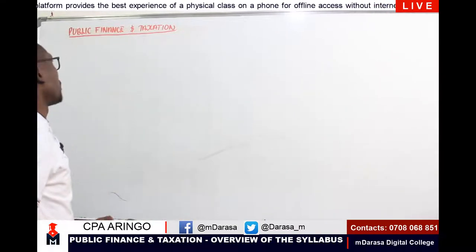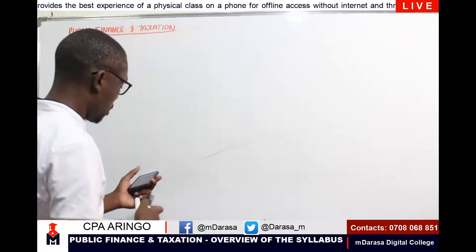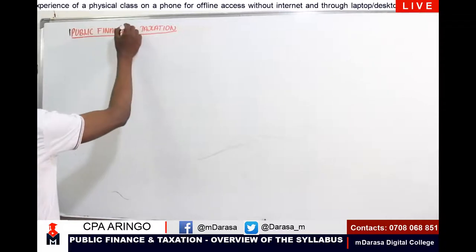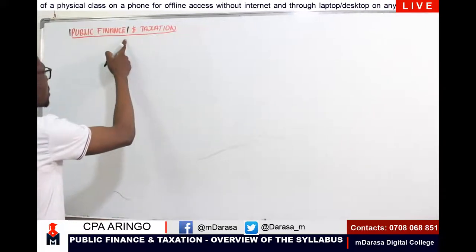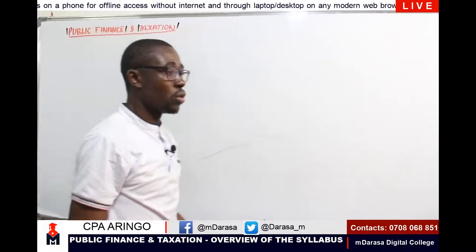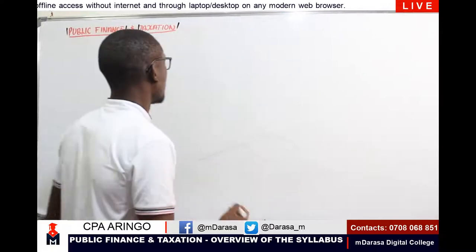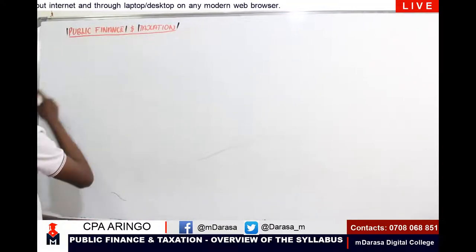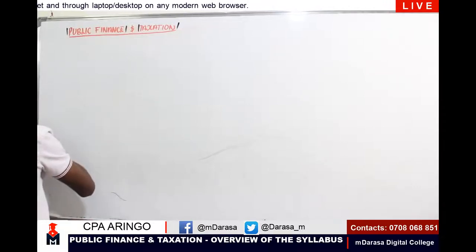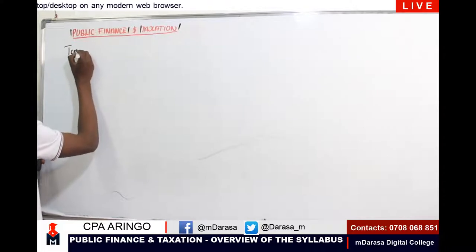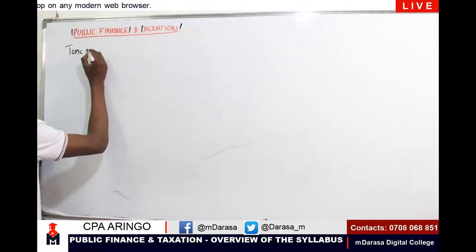So looking at public finance and taxation, first of all, we are going to agree that I'll be having two segments. I'm having a segment of public finance and I'm having a segment of taxation. In total, we'll be talking of 13 topics, starting with topic number one. What will we be expected to cover in topic number one? Topic number one, we will be expected to cover the following.